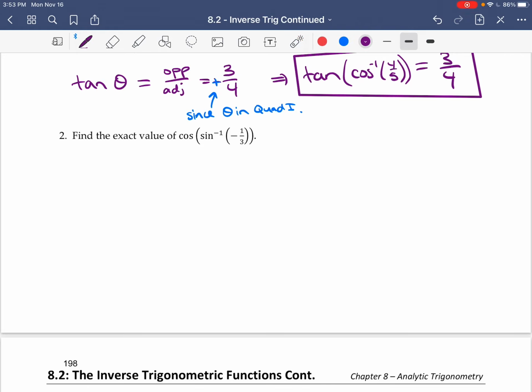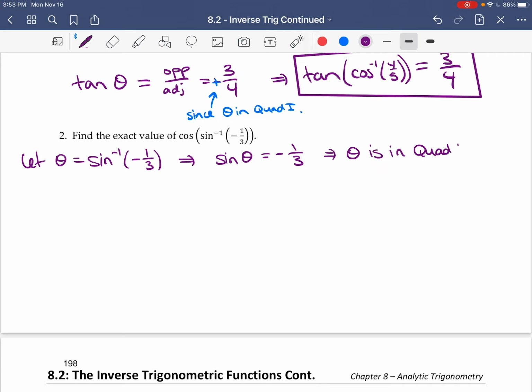Okay, so the first thing I want to do is let theta be the inside bit. So that's sine inverse of negative 1/3. So that means that sine of theta is equal to negative 1/3. Now remember that the restricted domain for the sine restricts it to either quadrant 1 or quadrant 4. And when sine is negative, that happens in quadrant 4. So we know that it's in quadrant 4.